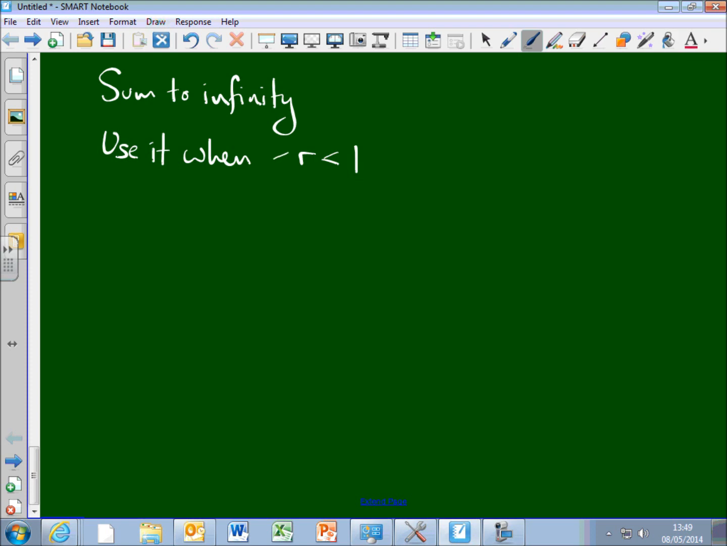But it's also got to be bigger than minus 1. Because if you multiply by minus 4, it would just get bigger and bigger in size, but not closing in on 0. Do you understand what I mean? Okay, so let me just write that a little bit clearer. So this sum to infinity only works when the ratio is between those values.